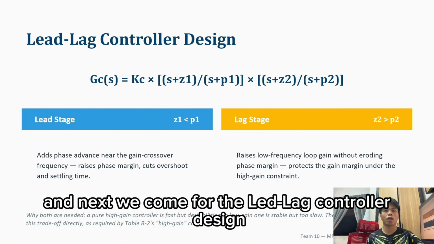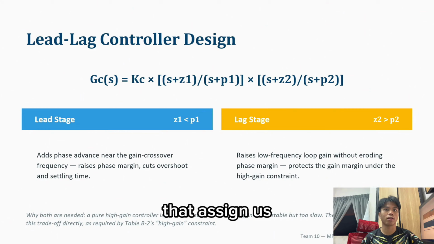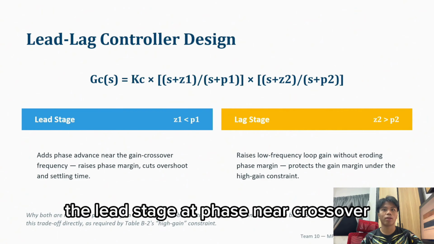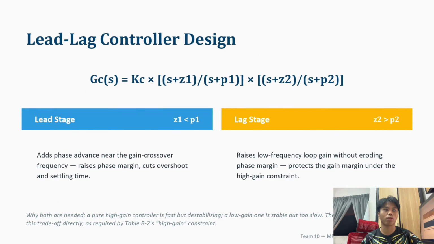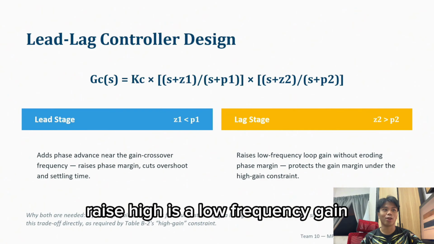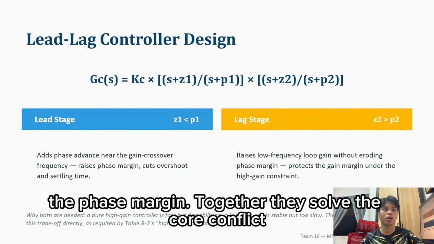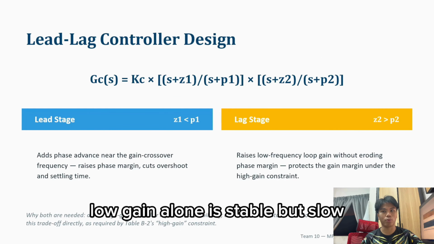And next, we come to the lead lag controller design. Table B2 from our question assigns us a lead lag compensator under a high gain constraint. The lead stage adds phase near crossover, boosting phase margin and speeding up the transient response. The lag stage adds low frequency gain for accurate tracking without stealing back the phase margin. Together they solve the core conflict. High gain alone is fast but unstable. Low gain alone is stable but slow.